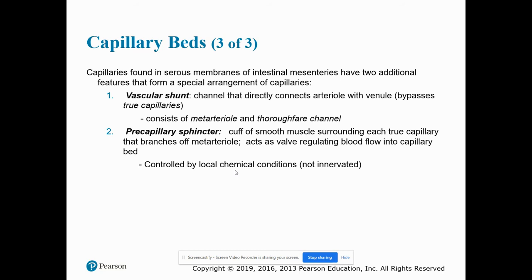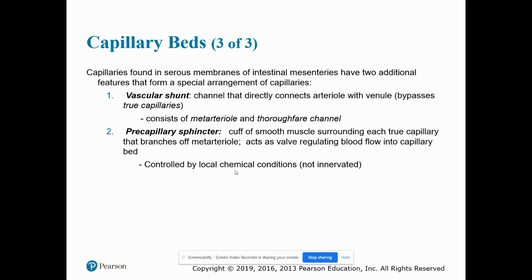Capillaries found in serous membranes of intestinal mesenteries do have two additional features. They have a vascular shunt and a precapillary sphincter. Capillary shunt is a channel that directly connects the arteriole with the venule. It's actually going to bypass the true capillaries. It consists of a metarteriole and a thoroughfare channel.